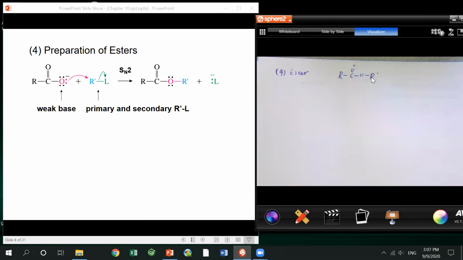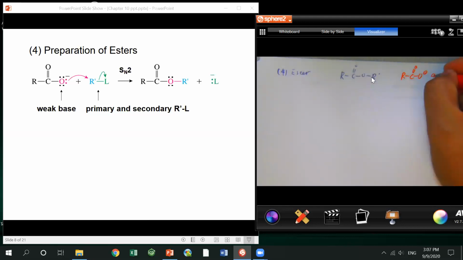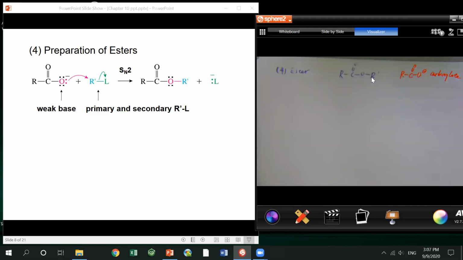So that's the ester. For the ester preparation, by the SN2 reaction, we actually already learned this in the alcohol preparation, in the secondary alcohol. The real nucleophile is this guy, what we call a carboxylate. The real nucleophile is this oxygen, so make sure that you draw the bond formation in the right position.